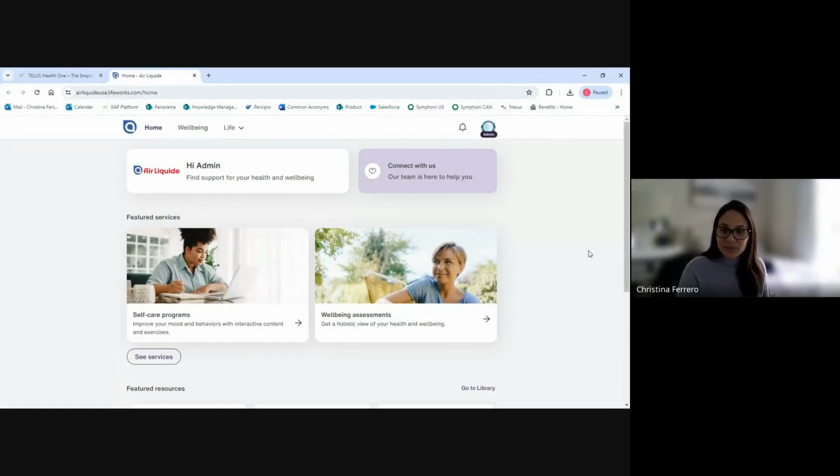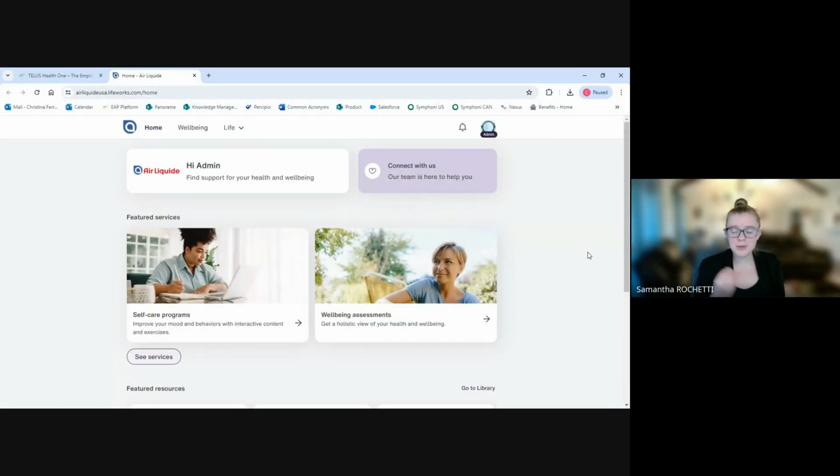And Christina, while you're pulling up your screen, I just want to remind everyone that you do not need to be tied to a medical plan to use EAP. So if you are not on the medical plan, you and your dependents, or as Christina said, anyone in your household can use this. And Air Liquide will know nothing about your counseling sessions. So thank you.